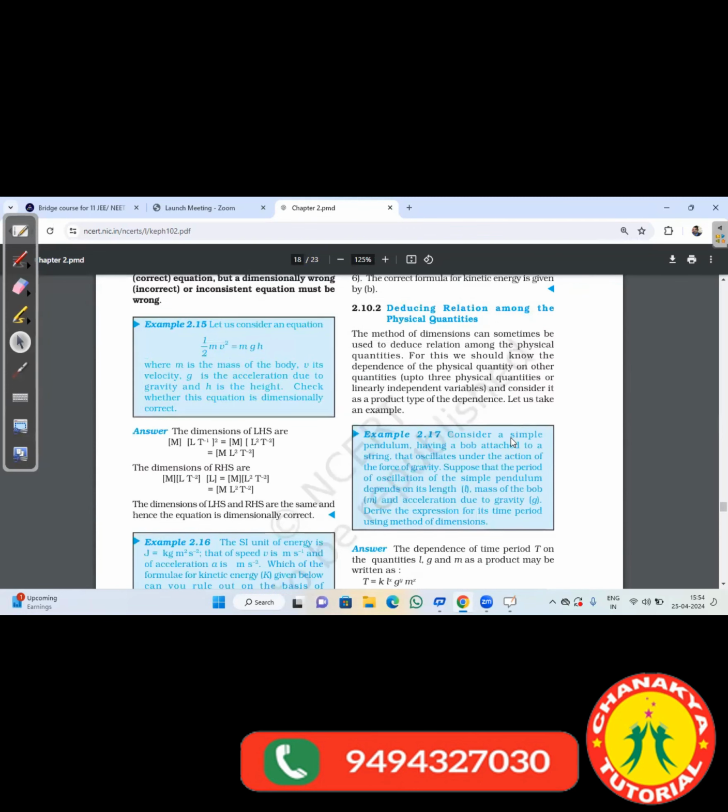So you have to consider this. Let us consider the equation 1 by 2 mv square is equal to mgh, where m is the mass of the body, v its velocity, g is the acceleration due to gravity, and h is the height. Check whether this equation is dimensionally correct or not.